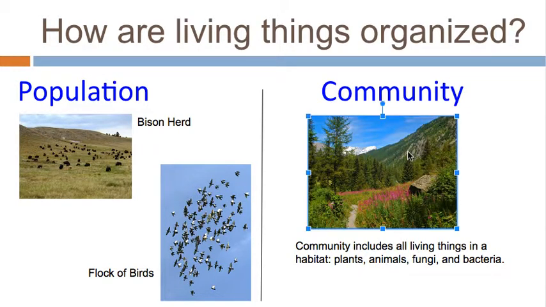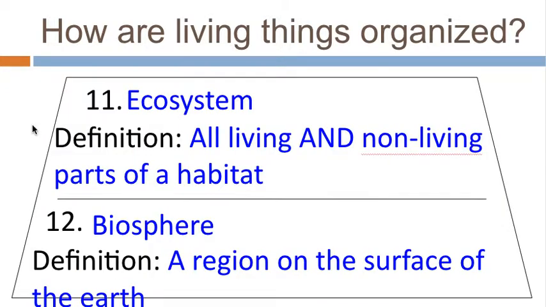Now, when we're talking about a community, we're talking about all the living things in a habitat. So a community is not just the birds, but it's the birds, the bison, the trees, the flowers, the bacteria, the fungi. It's everything in that community. Okay, so community is all the living things. Now an ecosystem is all the living and non-living things.